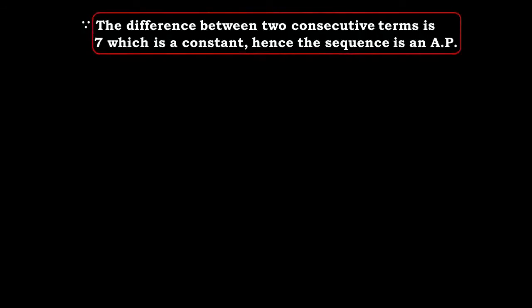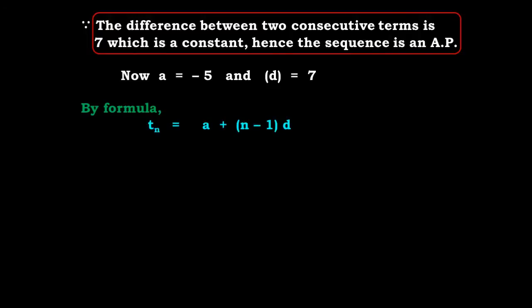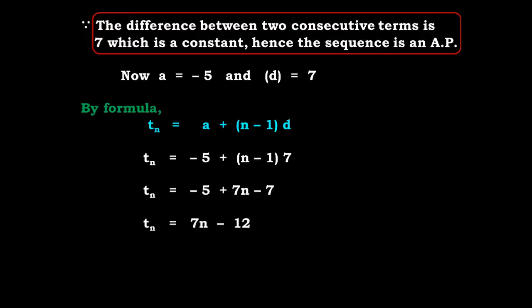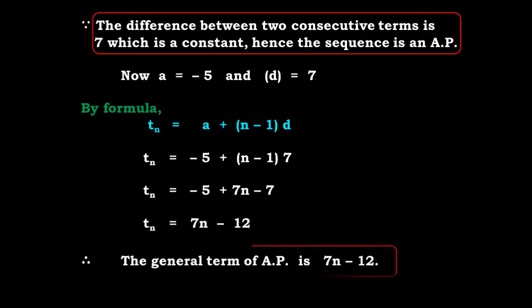Now it is an AP, so we have to find the general term. For the general term we require A. The first term is equal to minus 5 and the common difference D is equal to 7. So by the formula, Tn is equal to A plus n minus 1 into D. So Tn is equal to minus 5 plus n minus 1 into 7. Solve the bracket. Tn is equal to minus 5 plus 7n minus 7. Minus 5 minus 7 becomes minus 12. So Tn is equal to 7n minus 12. So the general term of the given AP is 7n minus 12.